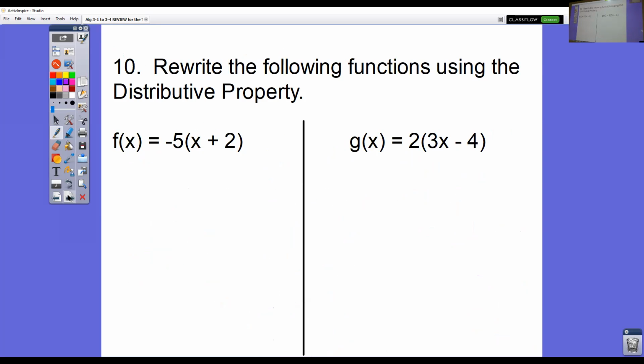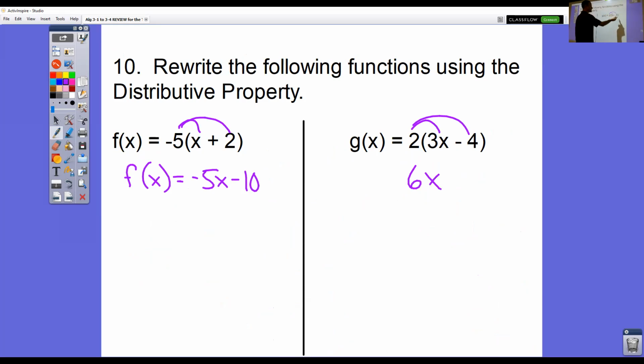Our last problem is doing the distributive property. All that you have to do with the distributive property is take the number outside and multiply by both of the things inside. -5 times x is -5x. -5 times 2 is -10. But when we write it, we write -10. 2 times 3x is 6x. 2 times -4 is -8. So we end up with g of x equals 6x minus 8.